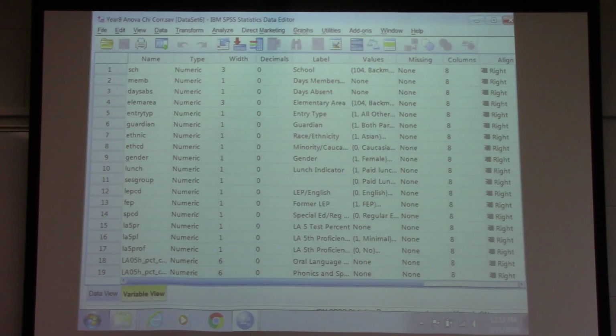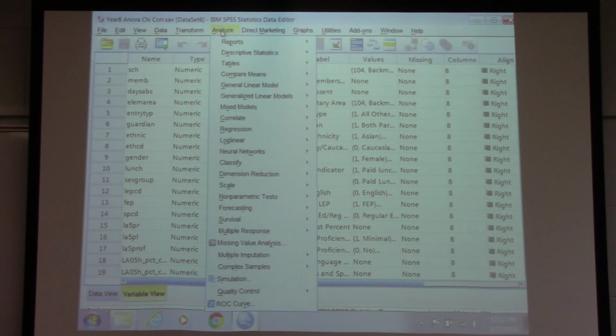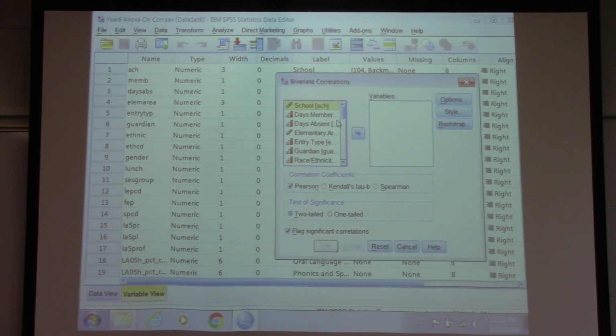So I'm going to go back up to analyze. I know that keyword relationship put me into bivariate. So I'm going to scroll down and I see 5th grade, right smack in the middle, LA language arts test percent correct. I go a little further down and I see math 5 test percent correct.